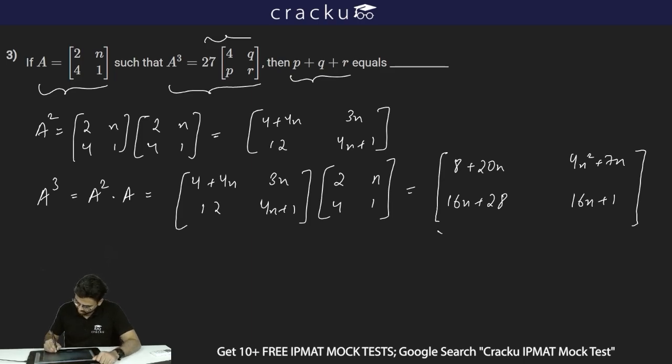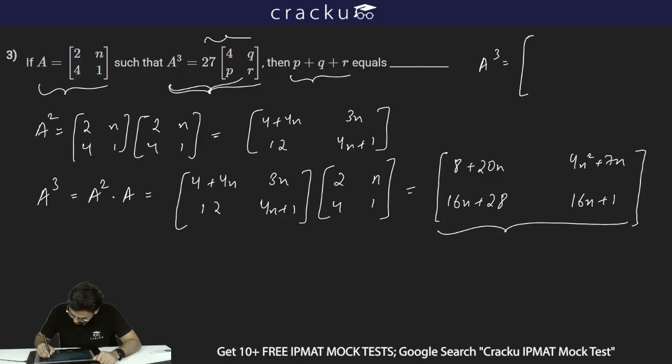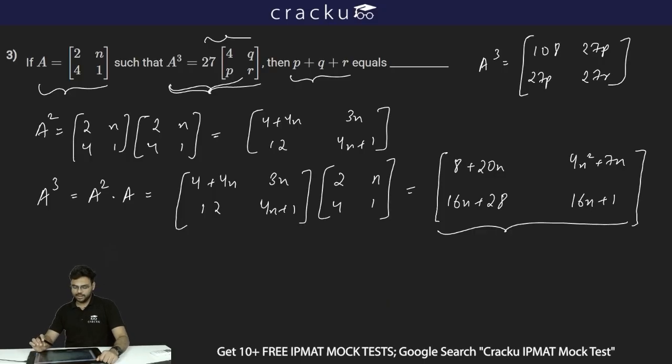Now this is my A cube which I have got, and this is the A cube which is provided to me. So I can write A cube is equal to, which is given to me, 27 into 4, which is 108, 27q, 27p, and 27r. Now I'll compare each element of this A cube with this matrix, because this is also A cube. I'll compare the corresponding elements: a11 with a11, a12 with a12, a21 with a21, and a22 with a22.